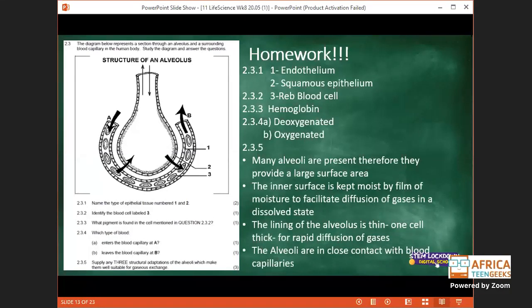Okay, so yeah, as we're looking at the answer for question 2.3.5, many alveoli are present, therefore they provide a large surface area, just as Lissetti said, and then the inner surface is kept moist by a film of moisture to facilitate diffusion, perfect. Then the lining of the alveolus is thin. It is 1 cell thick for rapid diffusion of gases, and then another reason is that the alveoli are in close contact with blood capillaries. Okay, so I hope everyone got that.